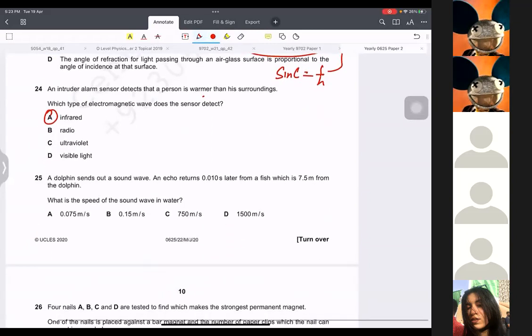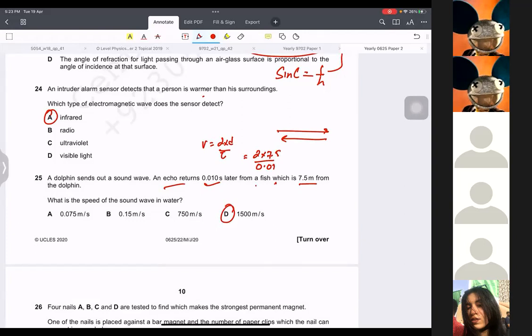And then a dolphin sends a wave and receives an echo from a fish. Okay, what is the speed? So it goes there and then comes back. So echo is 2 times the distance upon time. So 2 times 7.5 divided by 0.01. And it should be 1500.